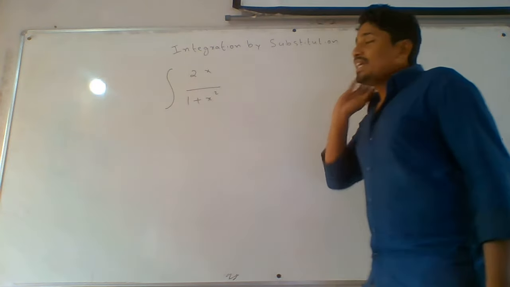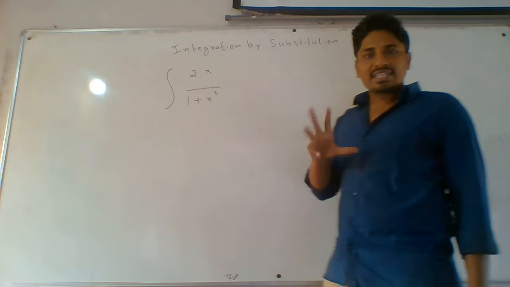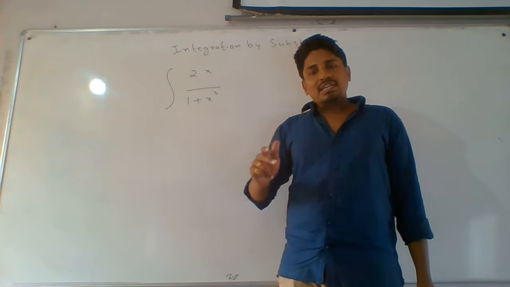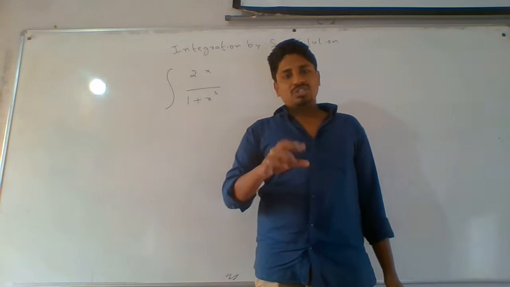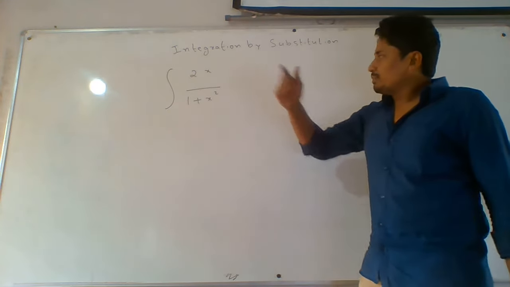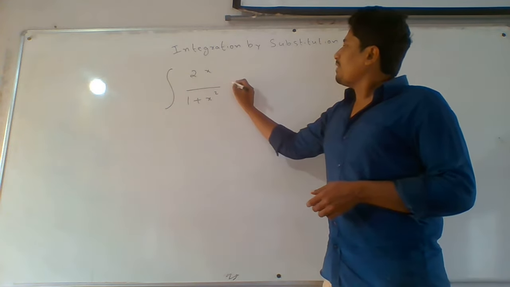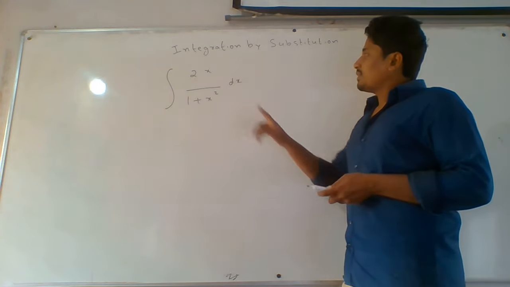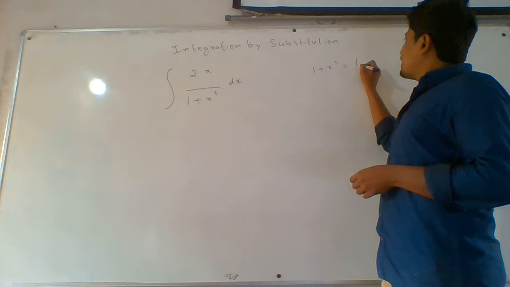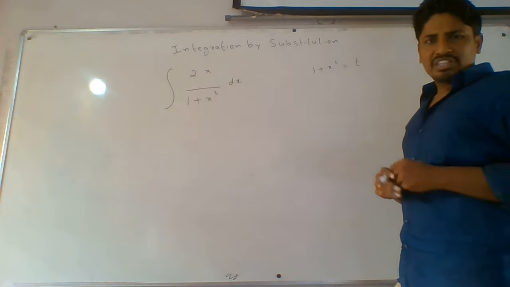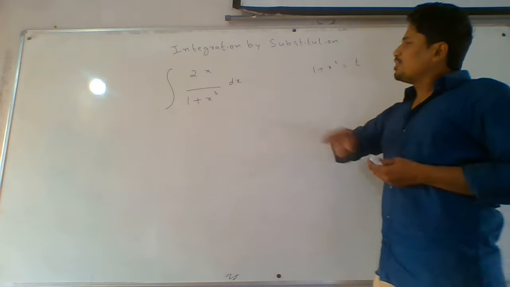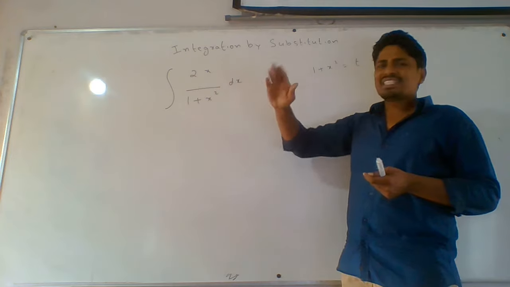See here, which part of the function do we have to consider as t, the new variable? It is very crucial. Let us assume we consider 1 plus x square as t. If it is not working out, we will consider some other part. Now, if we consider 1 plus x square as t, what will happen?